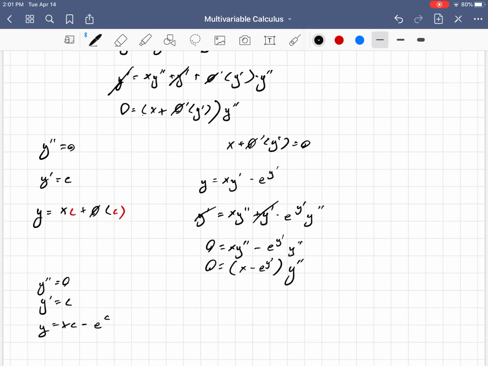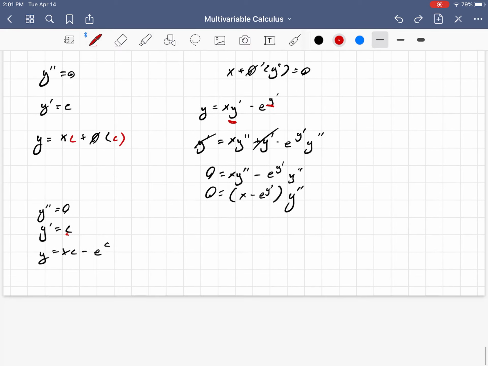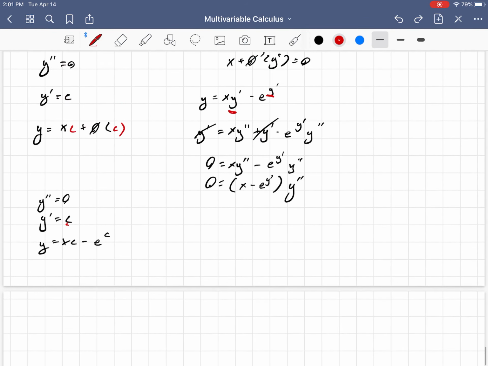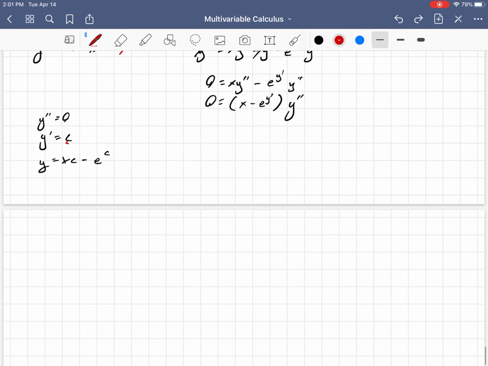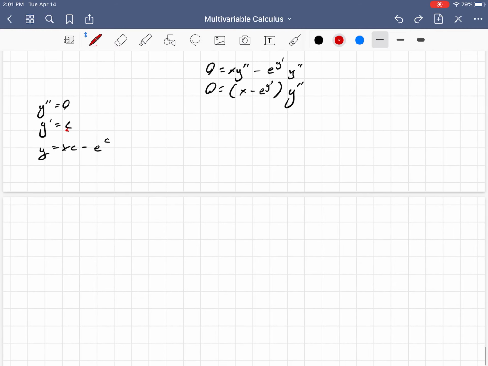And so y double prime is equal to 0, so y prime is equal to c. And so y here is equal to xc minus e to the c. Again, because if y prime is equal to c, in this original equation where we have this y prime, plug in a c, and this y prime, plug in a c. That's how I got that solution there for y. So don't just integrate y prime again in this specific case of the Clairaut equation.